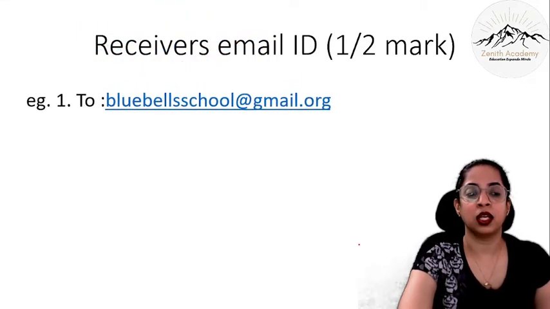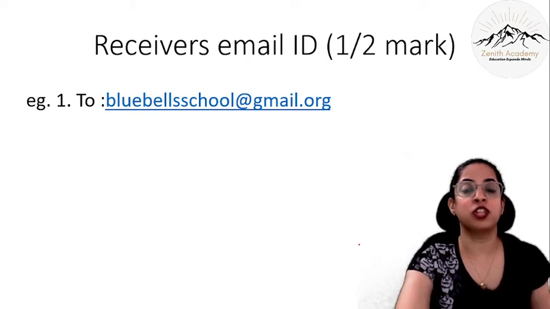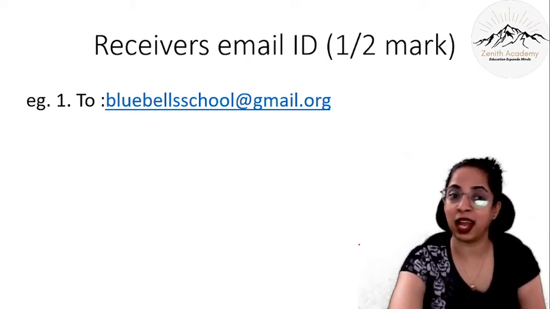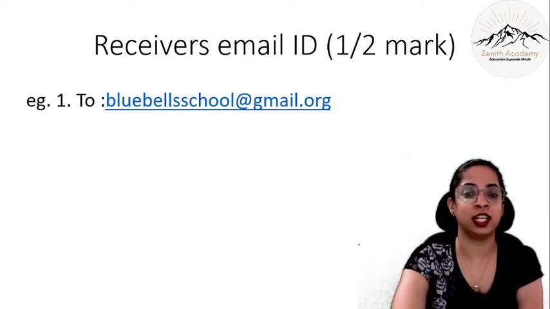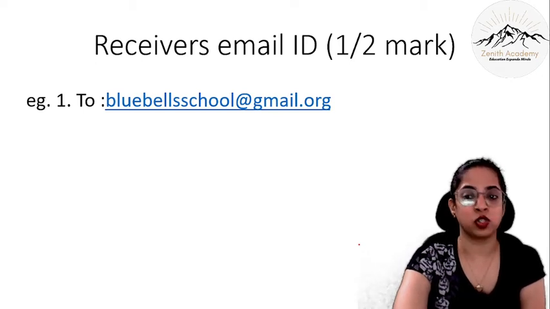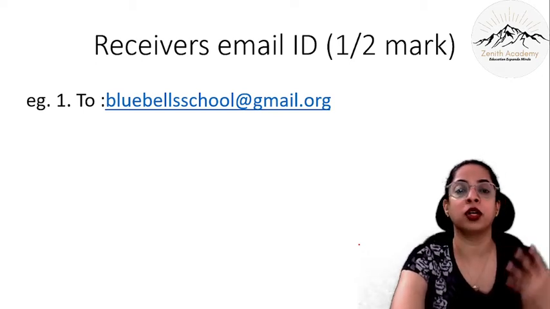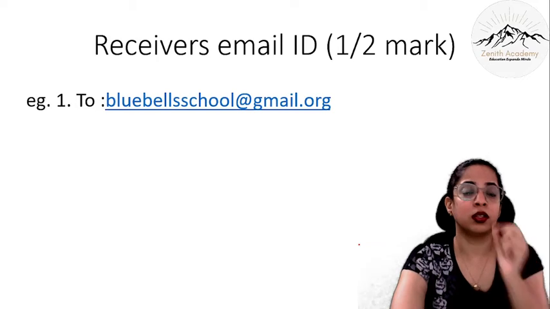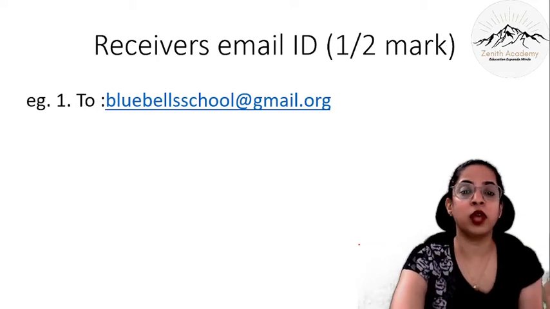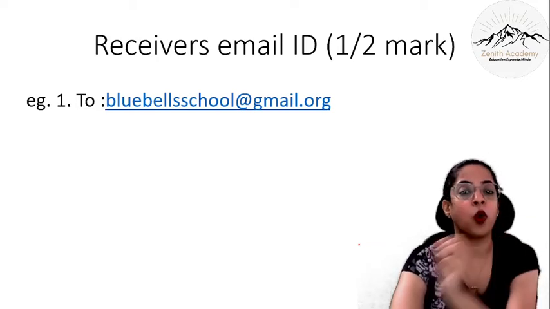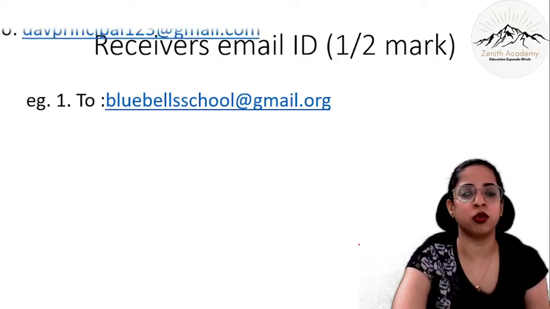Now this is receiver's email ID. This carries half mark. So this is the first example. It should look like a legitimate email ID, bluebellschool@gmail.org. So if you are not sure about the extension, तो अगर कोई स्कूल है, कोई इंस्टीट्यूशन है, you can put .org. And best to use Gmail only, right?